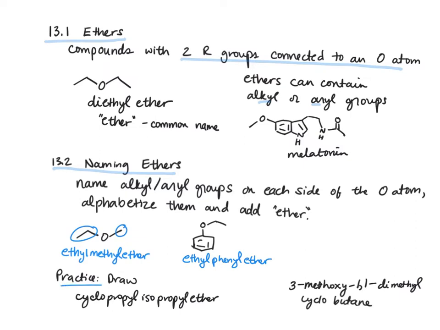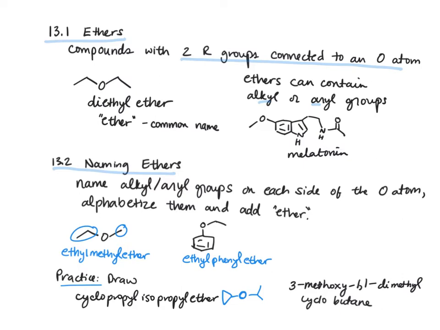Next, we have a practice exercise. Draw cyclopropyl isopropyl ether. So we know we're going to have an oxygen atom in the middle, and then we want a cyclopropyl group attached to it, so there we've got a triangle arrangement of carbon atoms. And then on the other side we want isopropyl, so we have our 3 carbons in a branched chain.